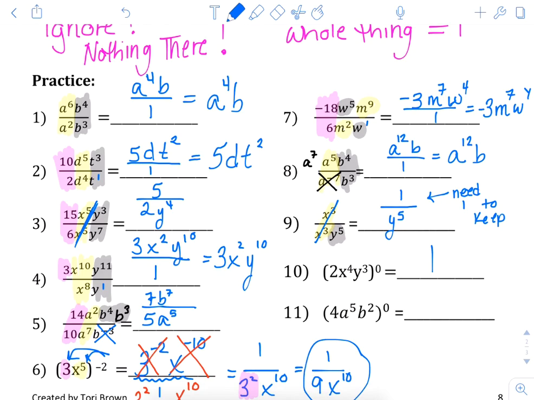Same thing on that next problem. 4, a to the 5th, b to the 2nd, all raised to the 0 power. There is nothing. There's no 4s, no a's, no b's. All I need is 1 placeholder. My answer is 1. Okay? There's nothing I can do to simplify that. It just is 1. Okay?